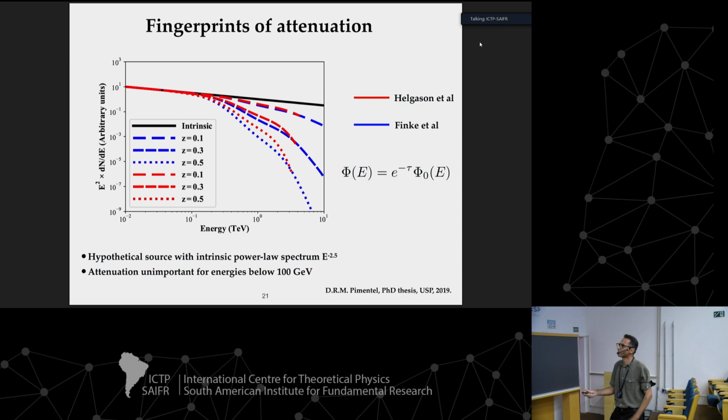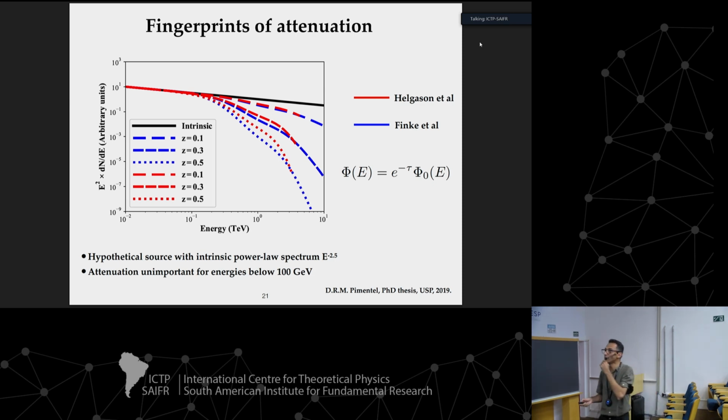Right. So here's a hypothetical source with a simple power law spectral energy distribution, and you see that the attenuation is unimportant for energies below 100 GeV. So with Fermi, you can see signs of absorption, but it won't be as important as in the CTA energy range. As soon as we get to the TeV energy range, there's no way to neglect this absorption.